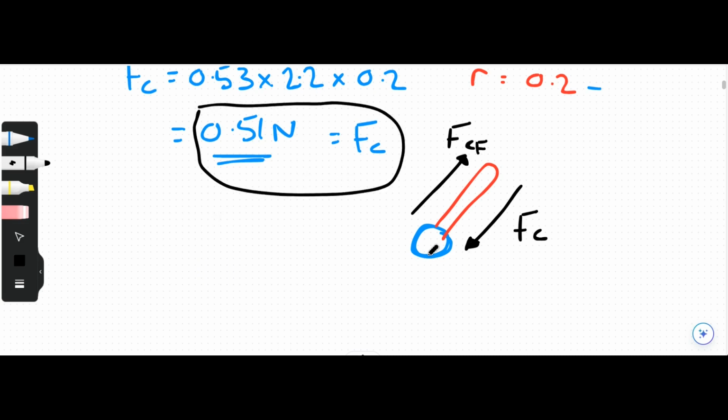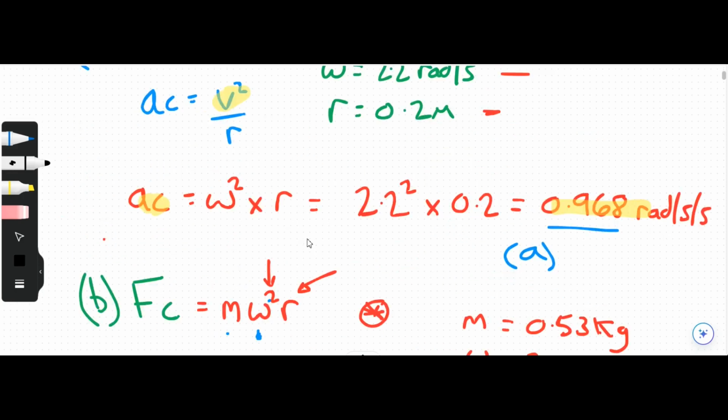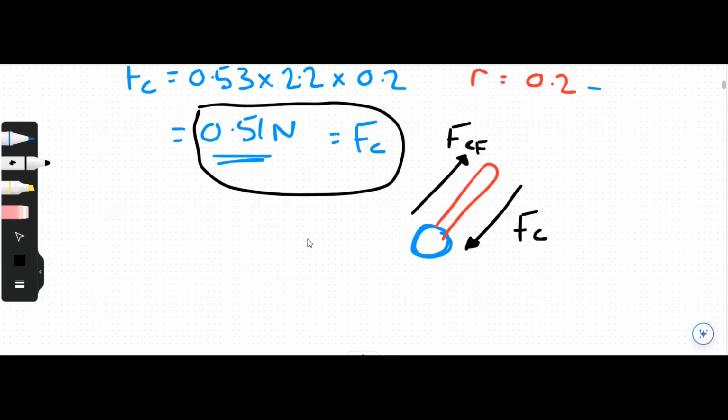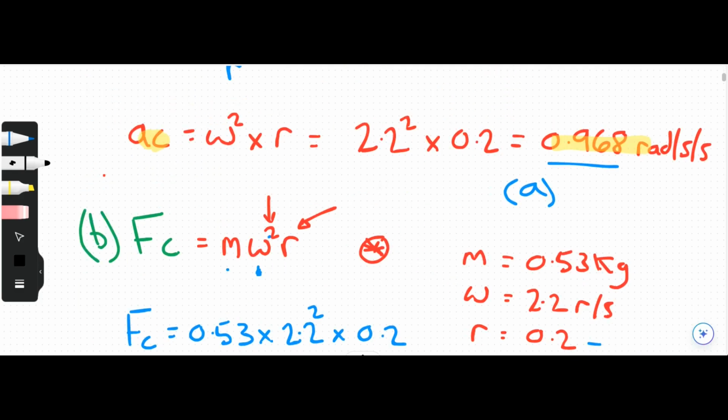That's our centripetal force. So that is this one, look, centripetal force. Ready, done. 0.51 newtons. And our centripetal acceleration from before was 0.968. So part A and part B done. This is part B. That one there, look, done. Tick, tick, tick, smile. So all we've got to do now is part C. The last part is part C, which is the RPM. Okay, revolutions per minute that the pin is rotating at. So that's part C coming up.